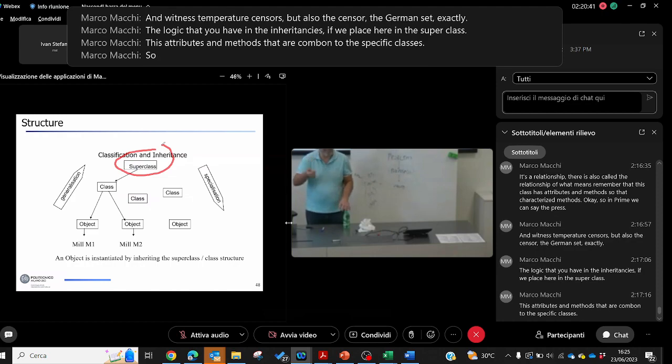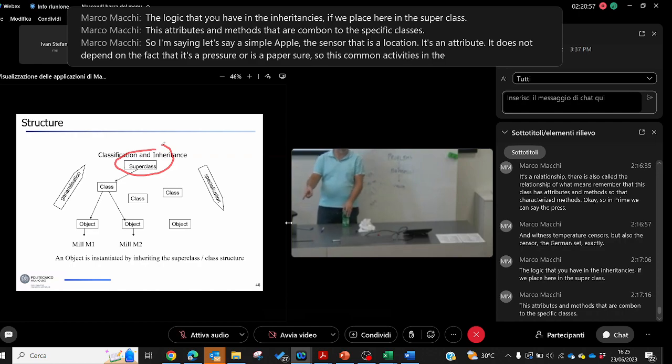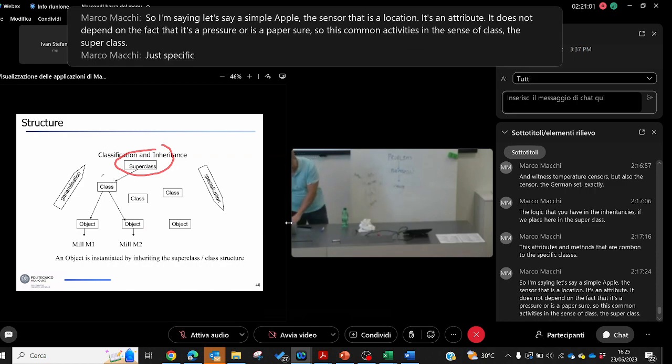So let's say a simple attribute. The sensor has a location. It's an attribute. It does not depend on whether it's a pressure or a temperature sensor or whatever. It's valid for all. So this common attribute is in the sensor class, the superclass. The specific attribute will be related to the pressure sensor.